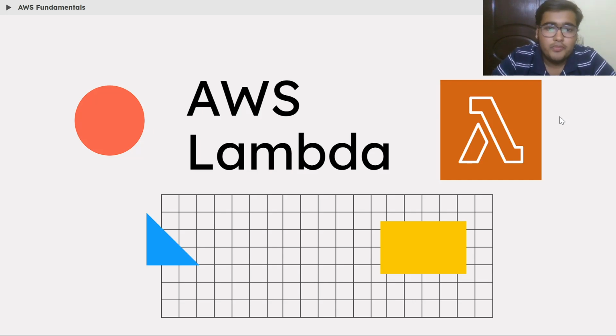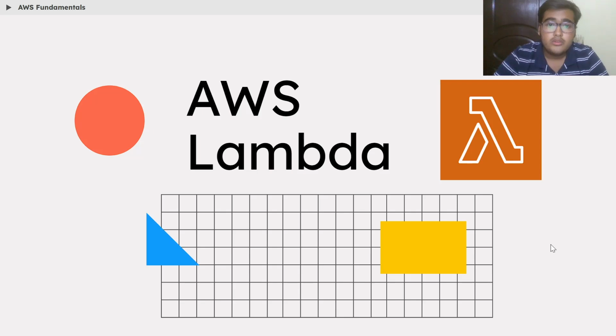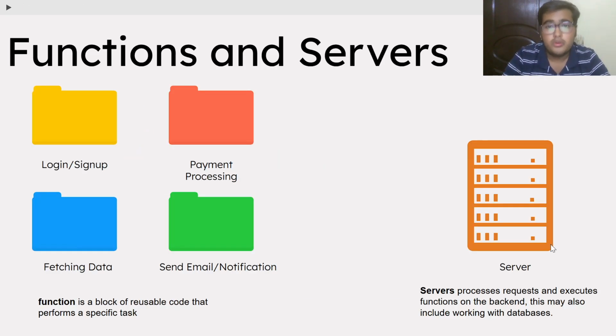Alright, so hello everyone. Today we will be learning about AWS Lambda functions. Before we jump into it, let's learn what functions are. Functions are simply blocks of code that are used to execute a specific task.